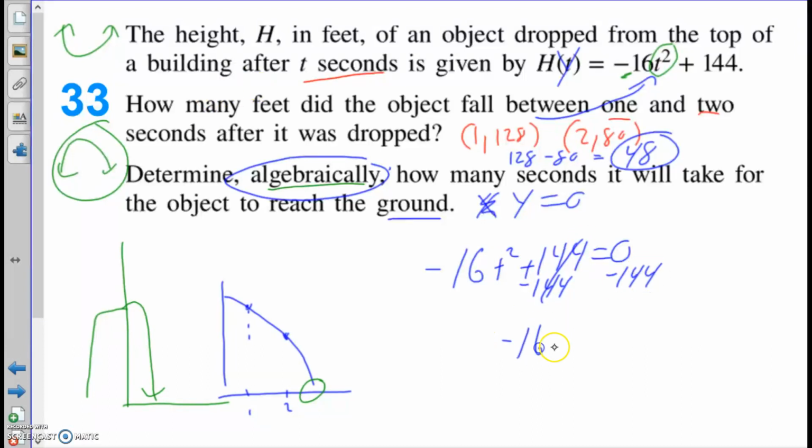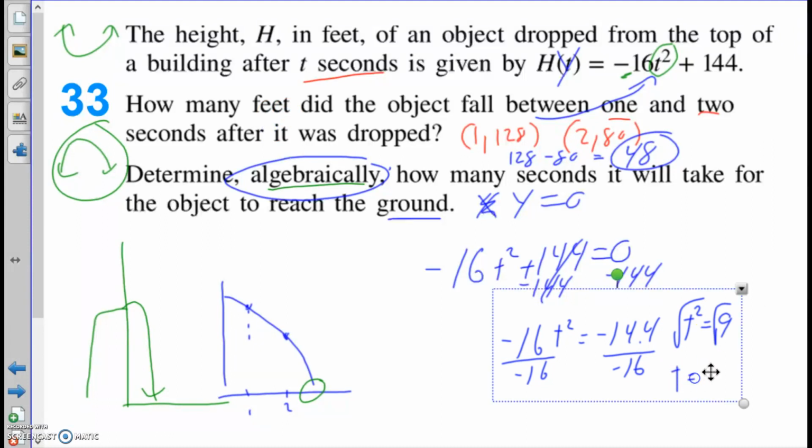You get negative 16 t squared equals negative 144. Divide negative 16, divide negative 16. And so t squared equals, this divides out to be positive 9. Square root, square root. Remember, when you square root, you need to have plus minus. So the answer is positive or negative 3.